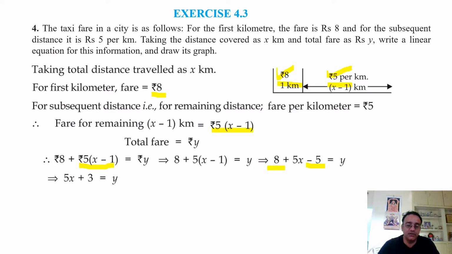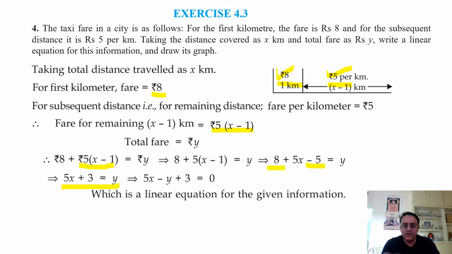So for drawing the graph, for obtaining the value of y with respect to x, we will use this expression, but we have to write the linear equation in standard form. So this is the final equation, 5x minus y plus 3 is equal to 0, which is a linear equation for the given information. Now we have to draw the graph. तो ये आधा हाफ पार्ट हो गया हम लोग का, linear equation मिल गया. Now graph के लिए सबसे पहले we'll take three values.